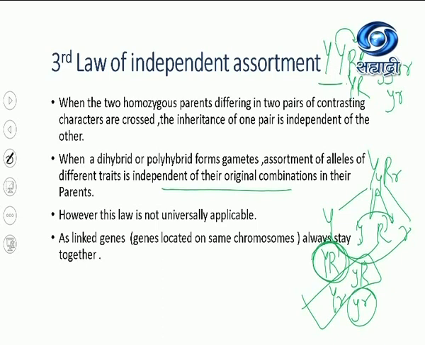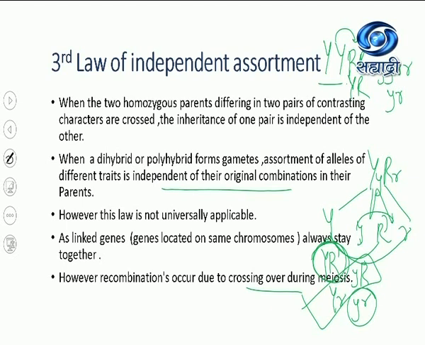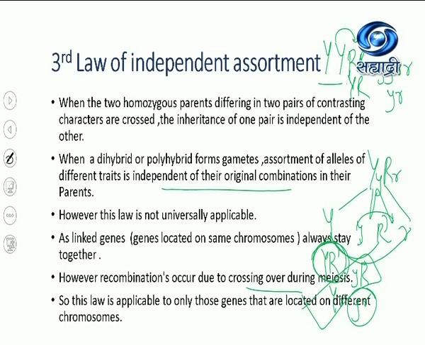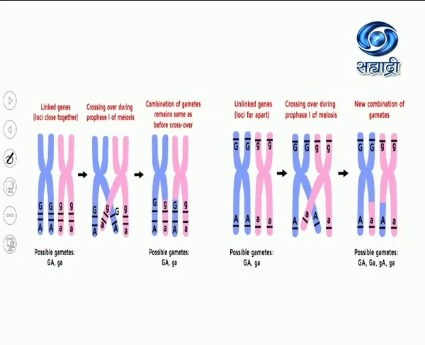Students, all the three laws are very, very important. Write them, read them and understand them again and again. The first law is not universally applicable. The third law of independent assortment is not universally applicable. Only the second law, the law of purity of gametes, is universally accepted. Recombination occurs due to crossing over during meiosis. I will discuss this when we study linkages, and at that time it will be clear to you. So this law is applicable only to genes located on different chromosomes. Linked genes cannot always follow this law because there is a chance of separating.